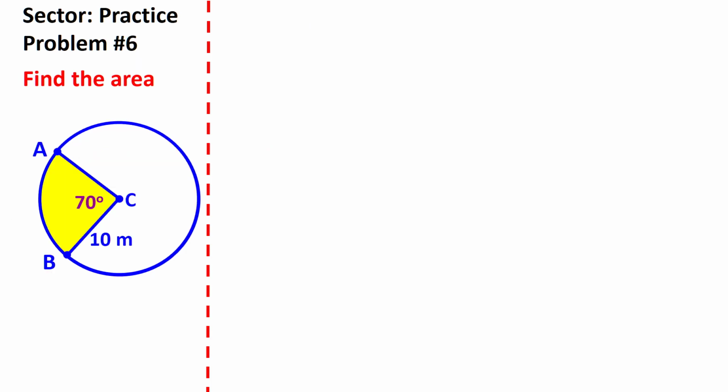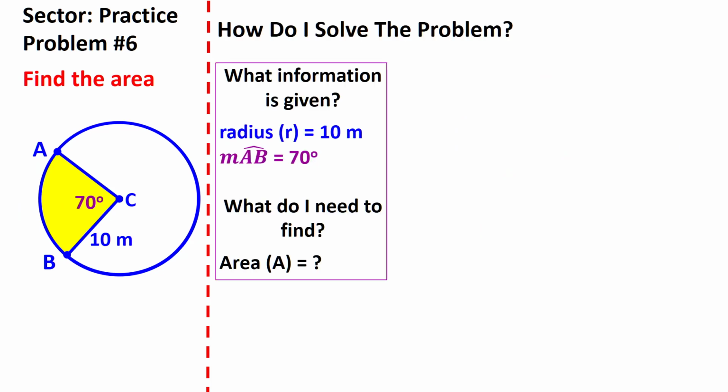Problem 6. Find the area of this sector. How do I solve the problem? I write down the given information. Radius equals 10. The angle is 70 degrees. I need to find the area.